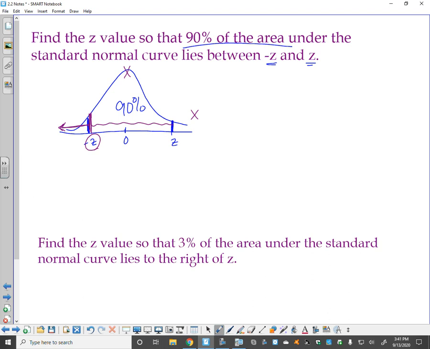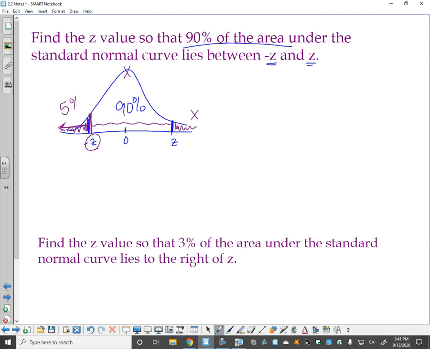Well, if that's 90%, then I know there's 10% left because the whole thing is 100%. So I'm taking out 90. It's going to leave me with 10. But I know that that 10% is split between the two wings. So then I know each wing is 5%.